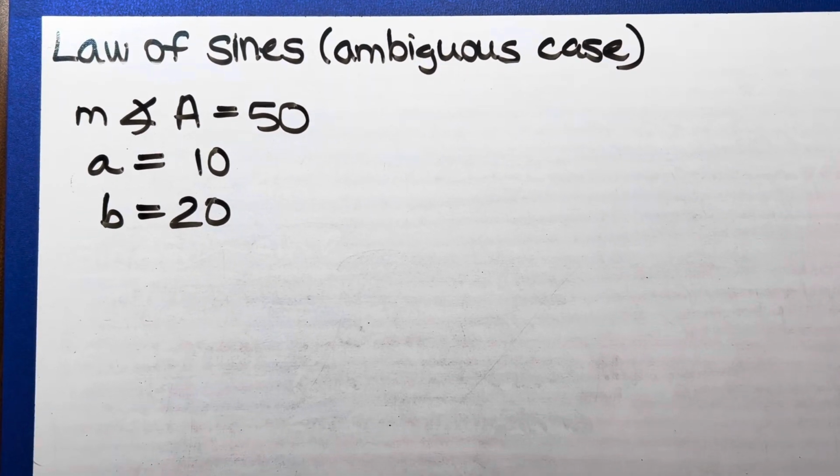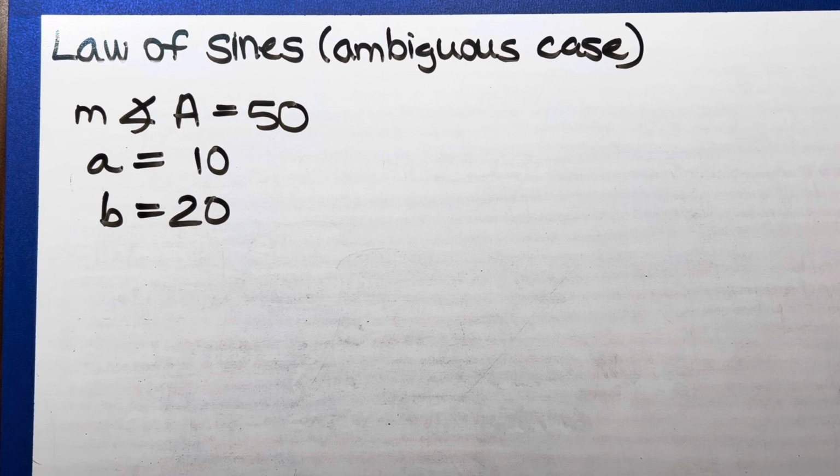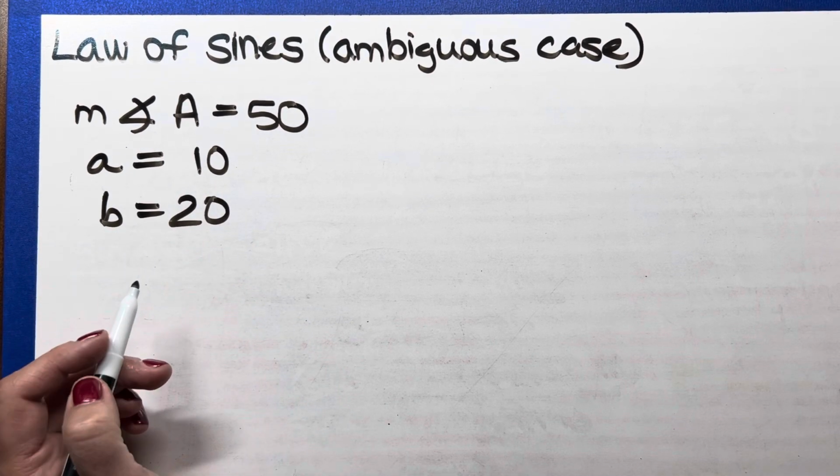So on here, remember that for the law of sines, we are now solving for a triangle that is not a right triangle. And we now know that we could have one or potentially two triangles using the same given information.